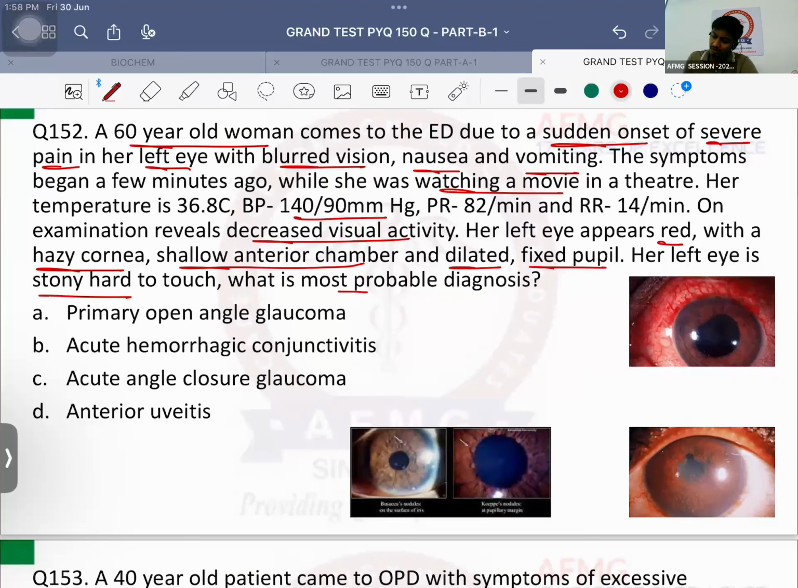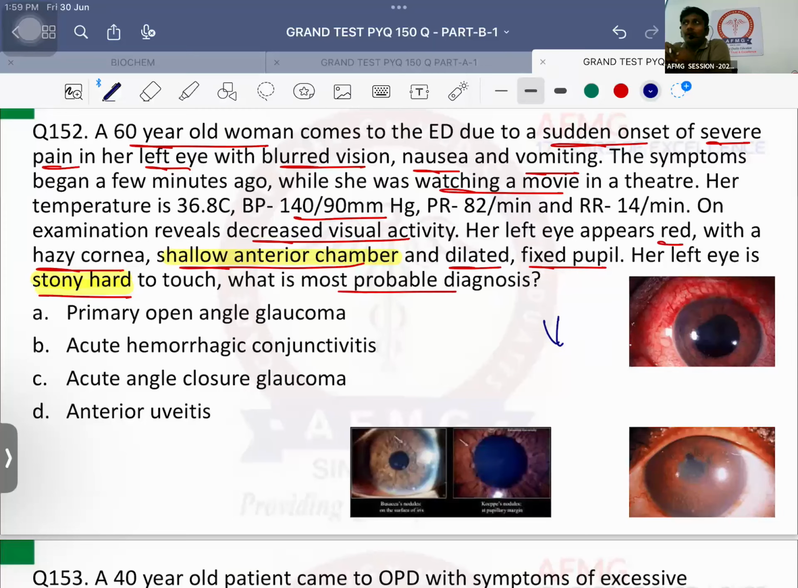What is the most probable diagnosis? Important: shallow anterior chamber is a keyword. Stony hard eyeball is a keyword. If there is a shallow anterior chamber, that means the chances of blockage of the anterior chamber are very, very high. Therefore, normally the aqueous humor which is there will not be drained.